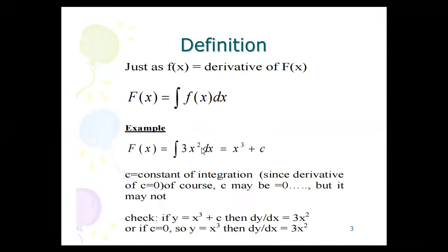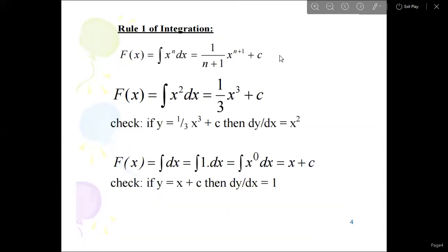So x to the power n plus 1 divided by n plus 1. Here we observe, by the definition, the example for that. Now rules, the first rule is the x to the power n rule: x to the power n plus 1 divided by n plus 1 plus c, where c is the integral constant. For example, integration of x square will be x cube by 3, just using the same power rule.